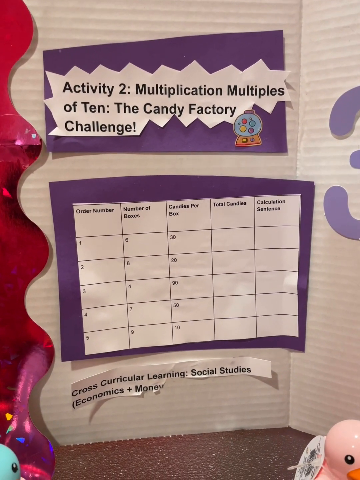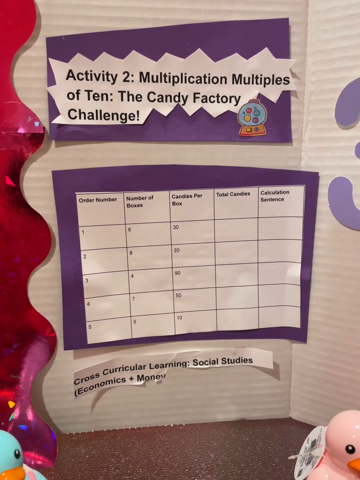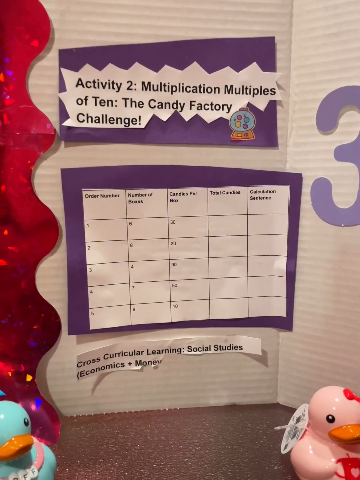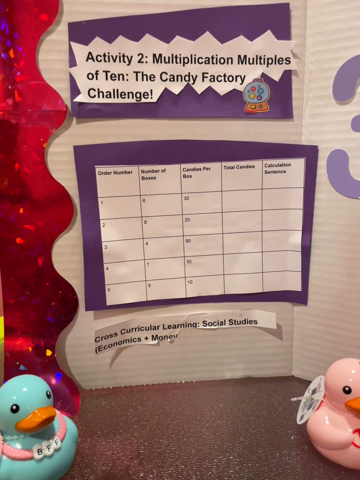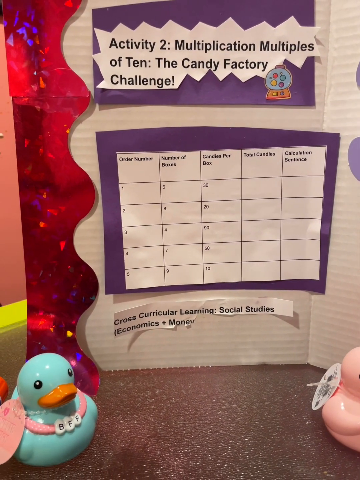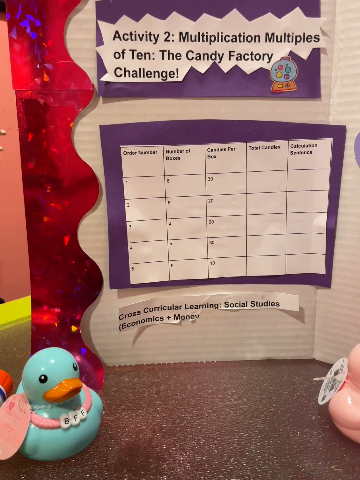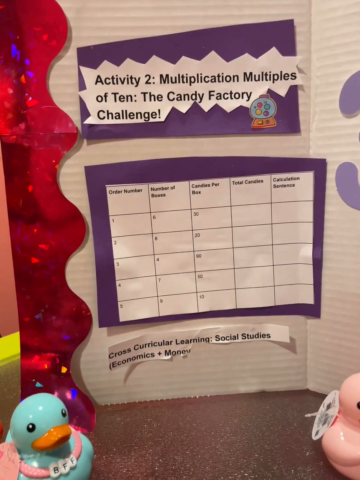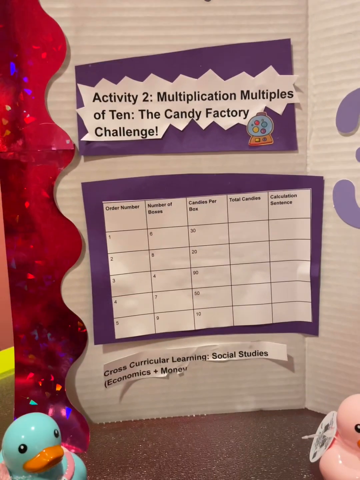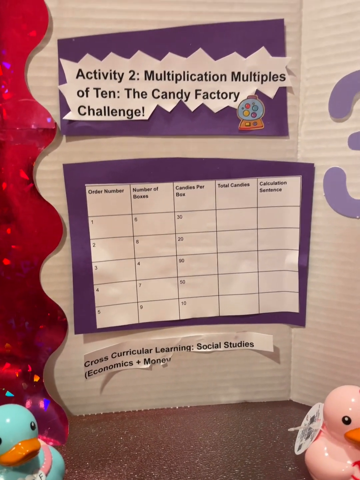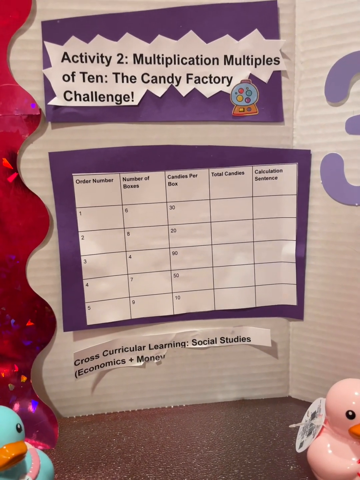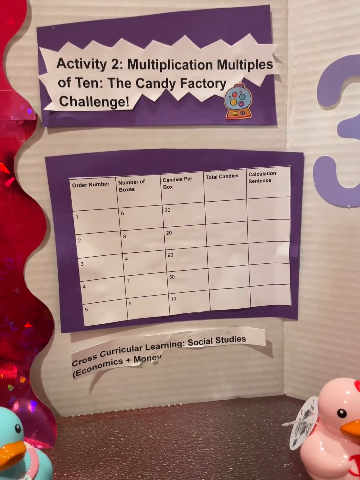They're going to have to read the order number. For order 1, it's 6 boxes, and each box has 30 candies. They'll use the candy counters that represent candies in each box. So 30 is 3 tens. We'll make 6 groups of 3 tens, and then they'll move on as such. Then the students will have to fill in the total candies. For the first column, it would be 180. They would write the calculation sentence.